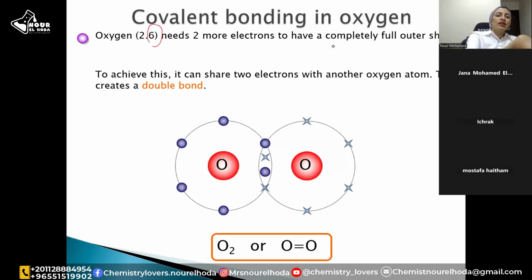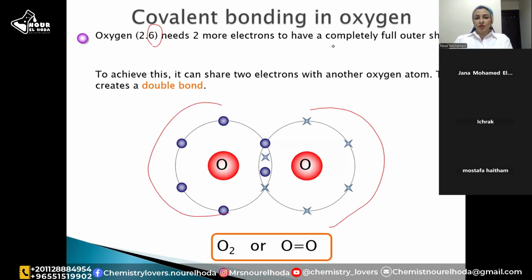How many electrons in the outer shell did I not use? They already had 6 electrons in the outer shell. I used 2 in bonding. So how many did I not use? 6, and I shared by 2, so still 4 electrons I didn't use in bonding. That's why I will draw 4 here and 4 here. This is how I should draw the oxygen molecule.